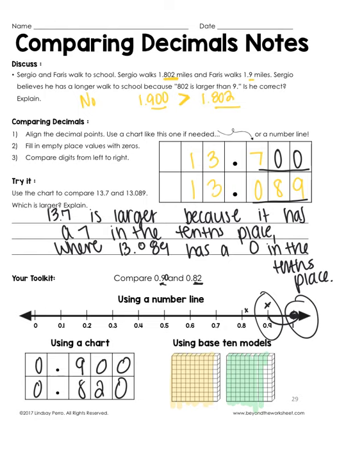Okay, so when you're comparing, you can use a place value chart, you can use the base 10 model, you can use a number line. You're just trying to see, okay, if you go by each place value, which one is actually bigger? Okay, just because it's longer doesn't mean it's bigger, because if I put those zeros on the end, it might still be smaller. Okay?